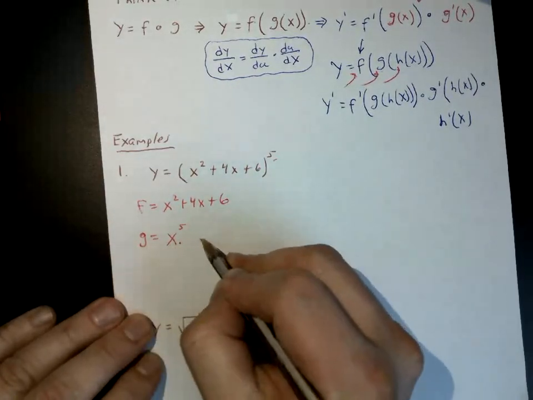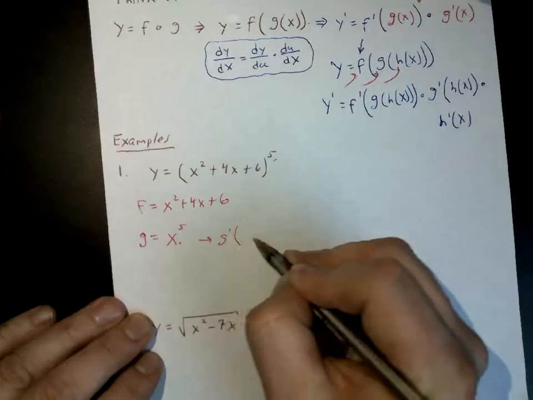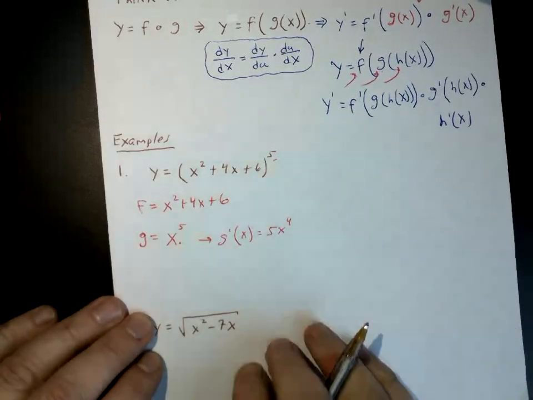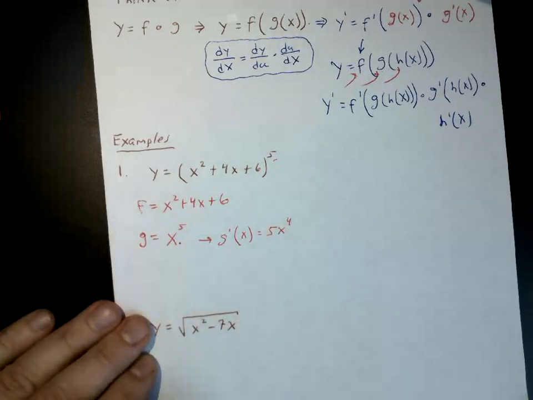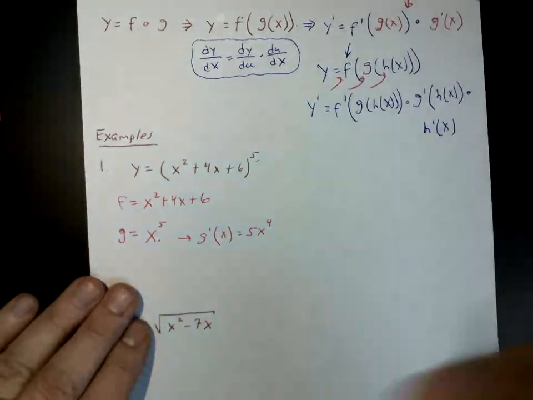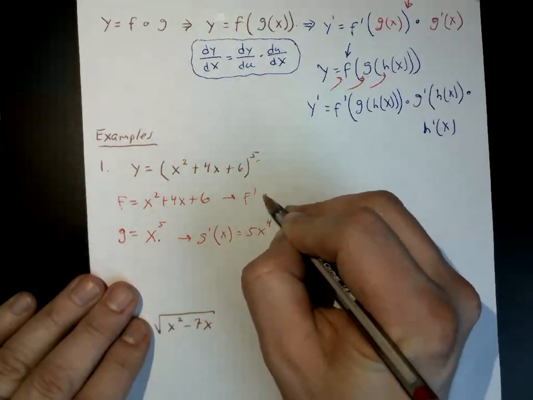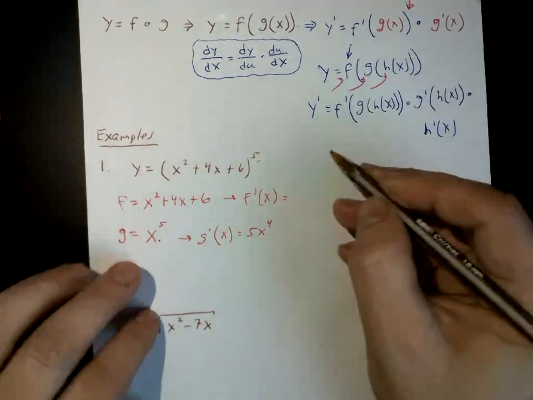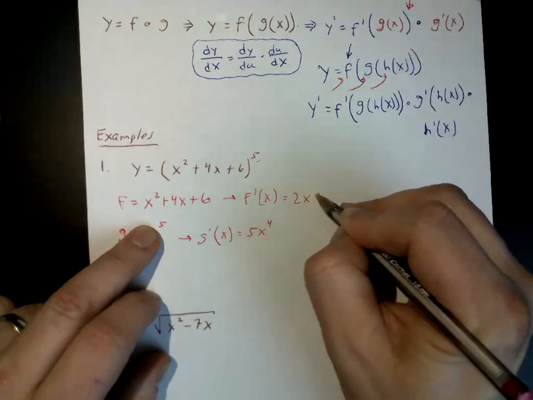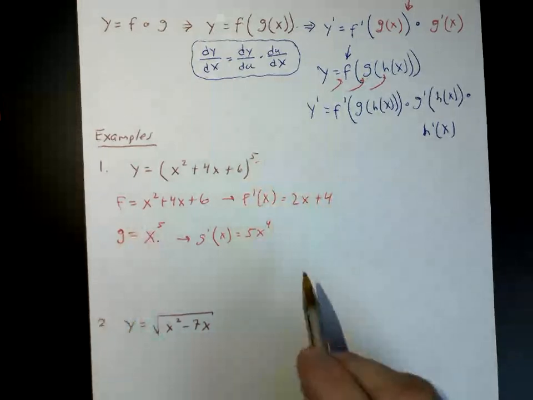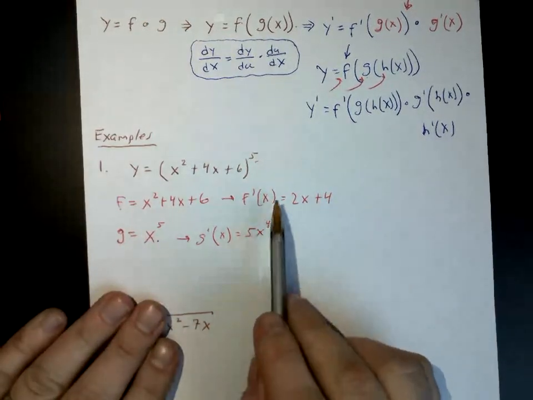So what if I take the derivative of this? Well, this is g prime of x, going to be 5x to the fourth. Okay, so that's not a chain rule. That's just simply dropping some exponents. Now, what if I take g prime? Well, g prime of x is going to be 2x to the first, that's fine, plus 4. And that's it. So now you have the derivatives.